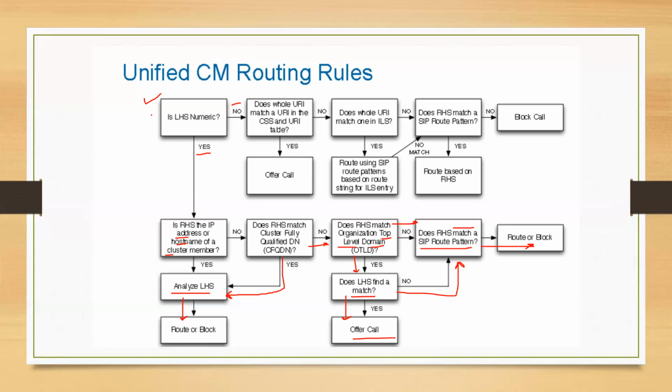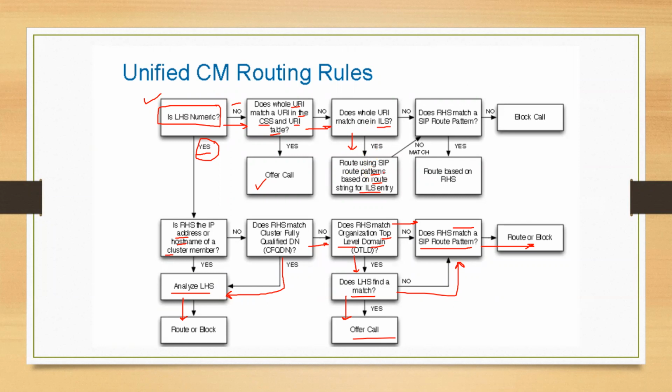Now let's come to the other part where we started, is LHS numeric, because we discussed the yes option. Now if LHS numeric is a no, then what will it check? Does whole URI match a URI in the CSS and URI table, right? If it's a yes, it will offer a call. If it doesn't match, it says does whole URI match the one in ILS, that is inter-cluster lookup service. If it says yes, what will it do? It will route using SIP route patterns based on the route string for the ILS entry, right? It will route the call based on that SIP route pattern.